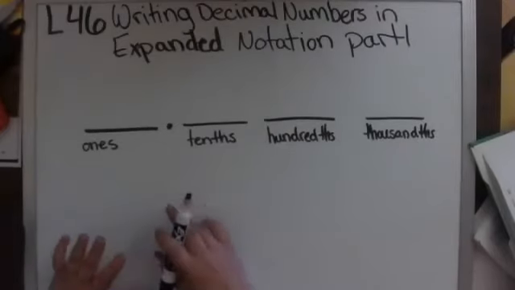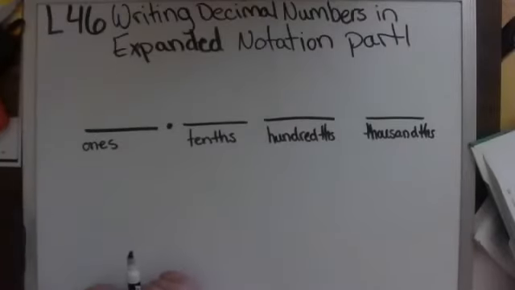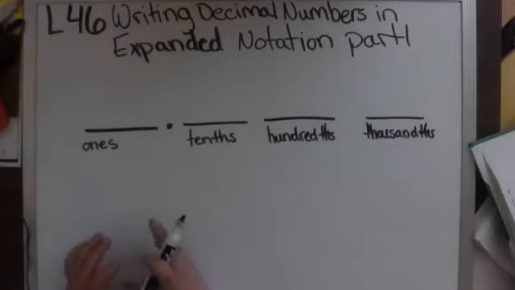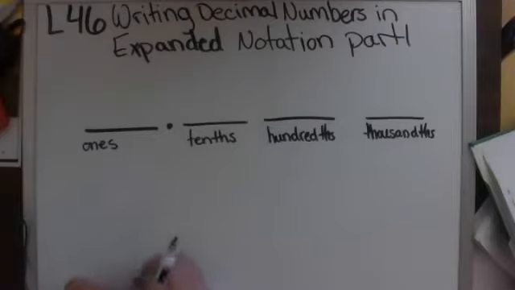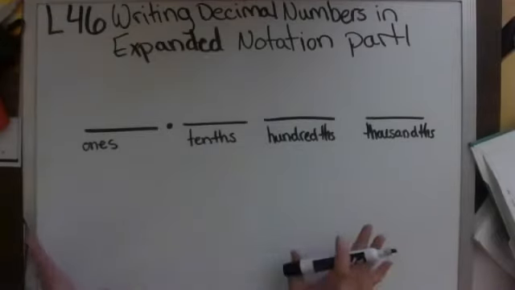This is lesson 46, writing decimal numbers in expanded notation, part 1 for course 1. This is part 1 of this lesson, so there will be a part 2 that you'll have to watch right after this. I've just split it into two groups because it's two relatively new concepts, so we're just going to look at them separately. So this one, we're looking at expanded notation for decimals.